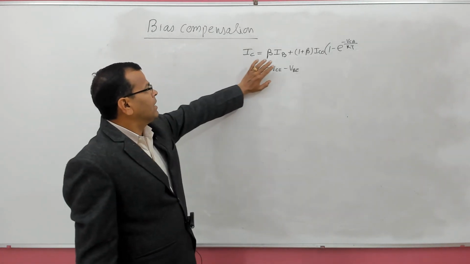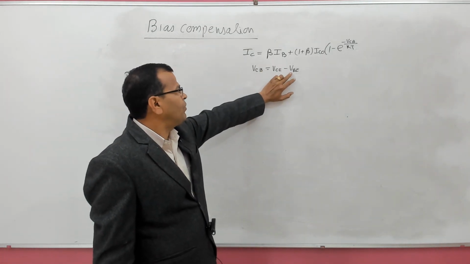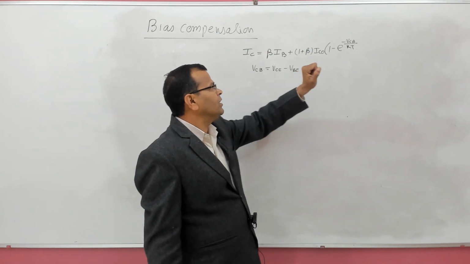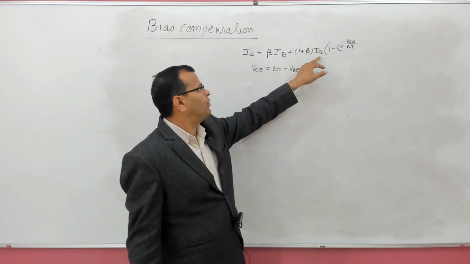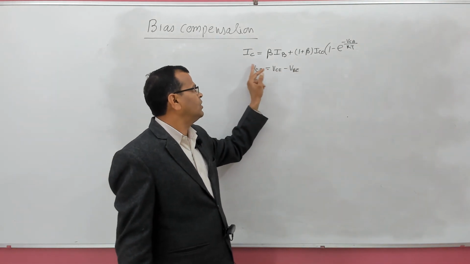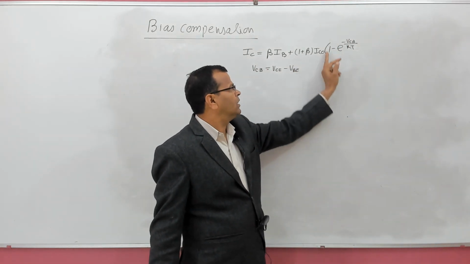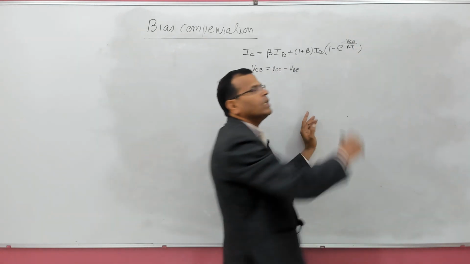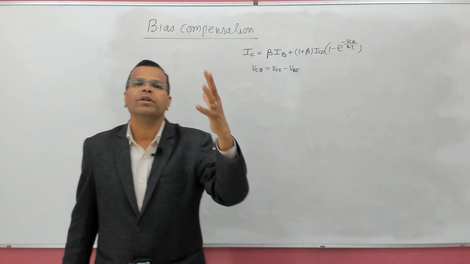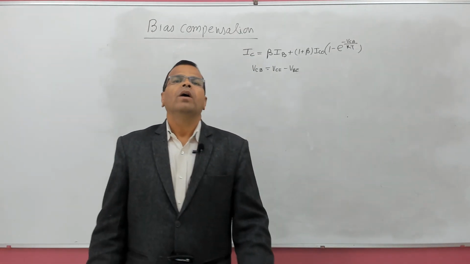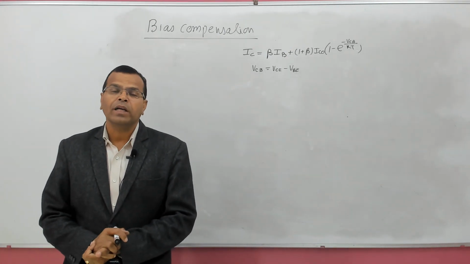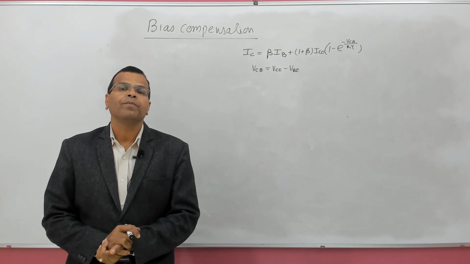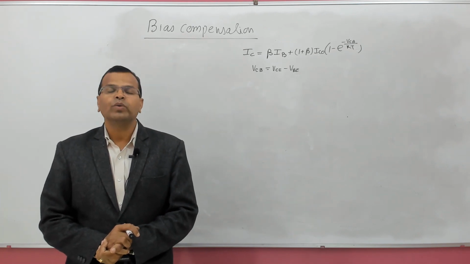Beta changes with temperature, VBE changes with temperature, IC naught changes with temperature. So, with increase in temperature, this increases, this decreases, this increases. What I mean to say is collector current increases with increase in temperature. So, to compensate this increase in IC with respect to temperature, I can use two techniques.